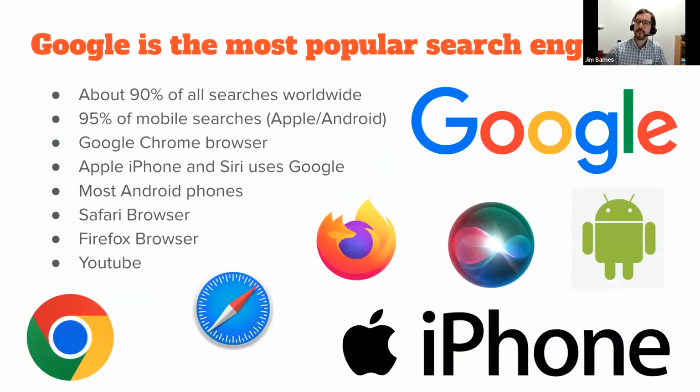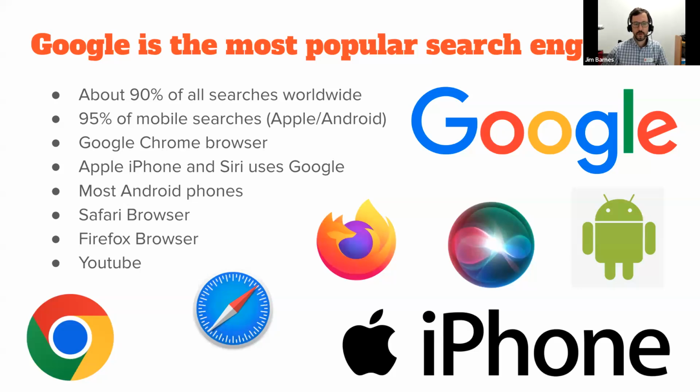So Google is by far the most popular search engine in the world. It's kind of astounding. It's about 90% of all searches worldwide, which is higher than I thought. It's not quite that high in America, but worldwide it's 90%, and actually 95% of mobile searches, so searches on your smartphone, most of them are accomplished through Google.